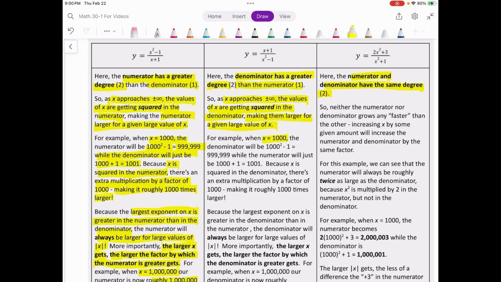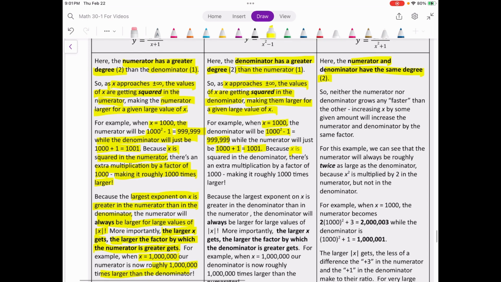Even use the same numbers. When x is 1,000, the denominator is 1,000 squared minus 1, which is almost 1,000,000, while the numerator is 1,000 plus 1, which is 1,001. That's about 1,000 times bigger on the denominator than it is on the numerator. Makes sense because there's an extra multiplication by 1,000 here. 1,000 is getting squared here. It's 1,000 times 1,000. So because x is squared in the denominator, there's an extra multiplication by a factor of 1,000, making it roughly 1,000 times larger.